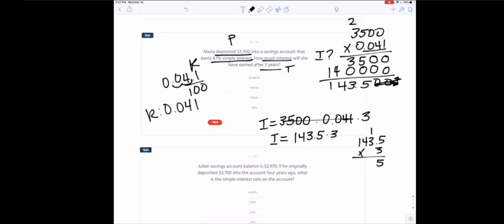3 times 5 is 15, carry the 1. 3 times 3 is 9, plus 1 is 10, carry the 1 again. 3 times 4 is 12, plus 1, 13, carry the 1. 3 times 1 is 3, plus 1 is 4. There's one number behind the decimal point in my question, which means there'll be one number behind the decimal point in my answer.